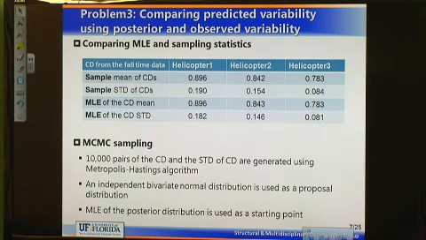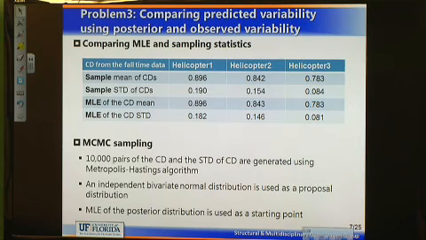So this gives us the mean and standard deviation. And now if we want to go to the predictive distribution, we have to do Markov chain Monte Carlo sampling.